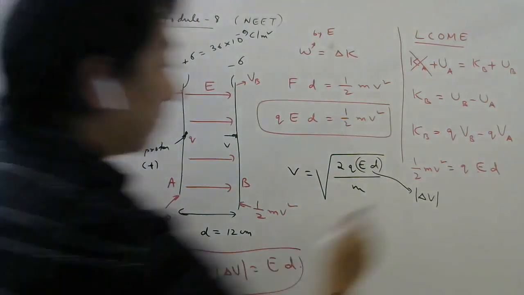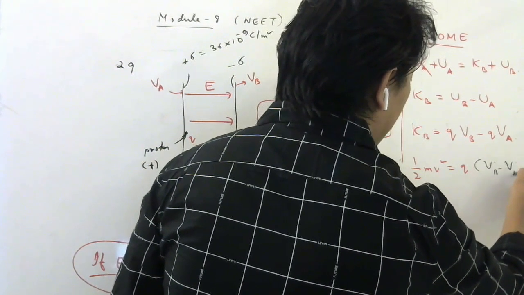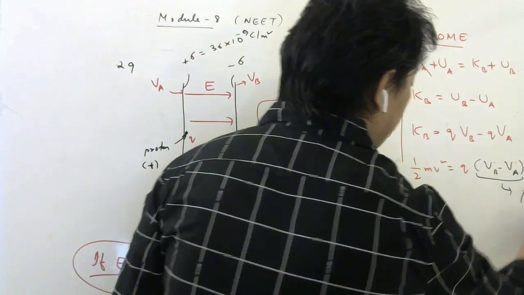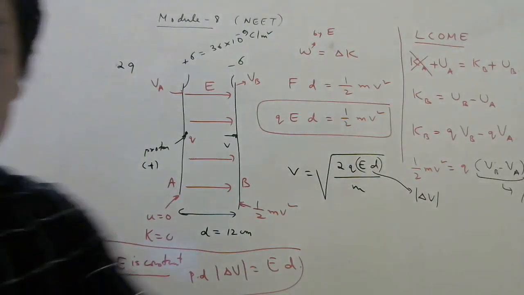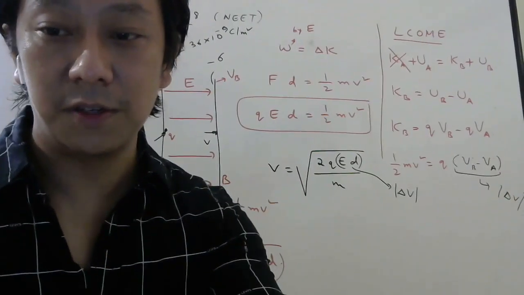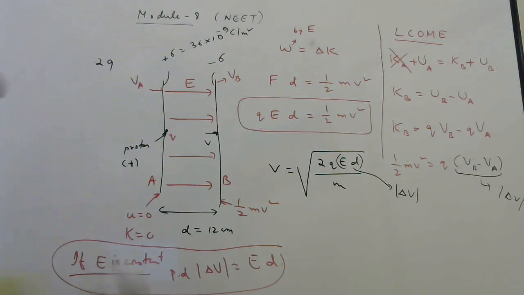Okay, students? So if I take Q common, what will I get? VB minus VA, and this is nothing but your potential difference. Okay, students? Delta V. Now, fine. So now we have to just substitute the values and get the answer.